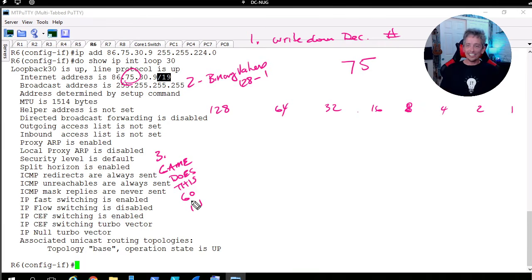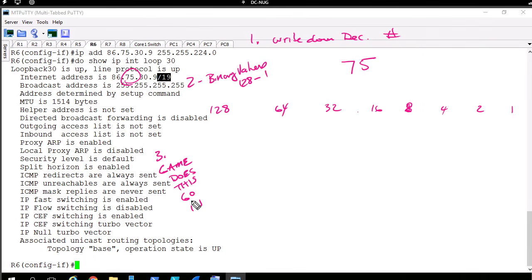It's a great game. Just the first step, write out the decimal number. Second step, write out those powers of 2. And then the third step is play the game called Does This Go In? I'm going to demonstrate this a couple times, and then I'm going to have you practice it along with me. All right, here's how the game called Does This Go In? works.